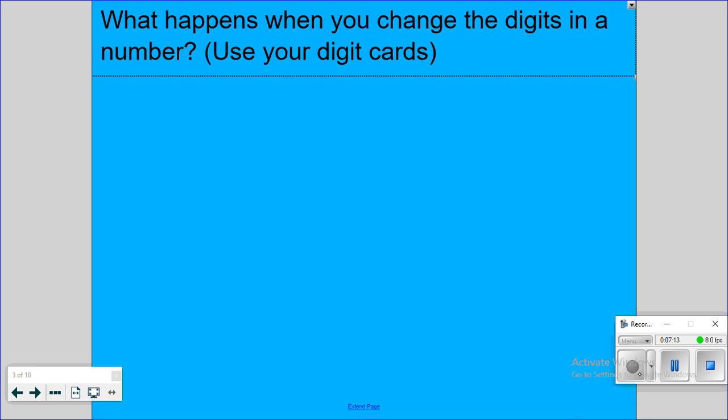Alright, so we're going to use our digit cards. And I just want you to make this number. I want you to make that number right in front of you.